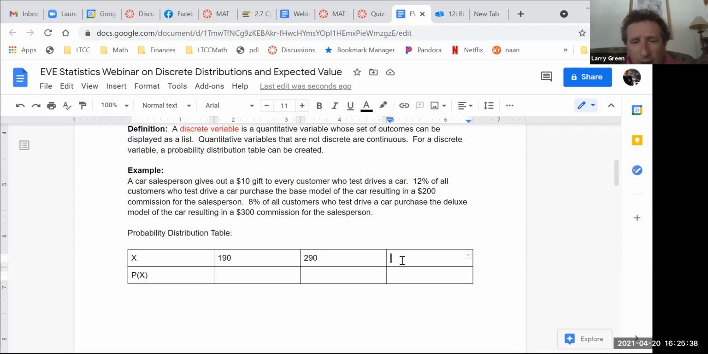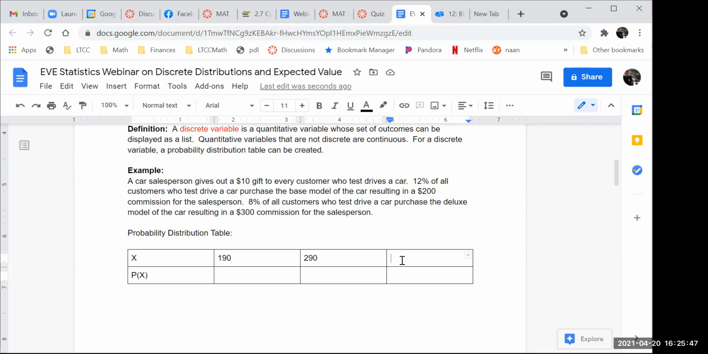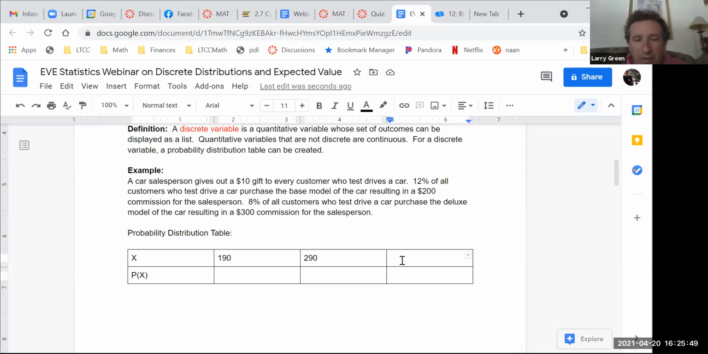Okay, what is the profit if the customer comes in and buys nothing? -10. Yeah, it's -10, because your revenue now is 0 and your cost is still 10. So 0 minus 10 is -10. So any questions at all about finding the values of X for this probability distribution table?